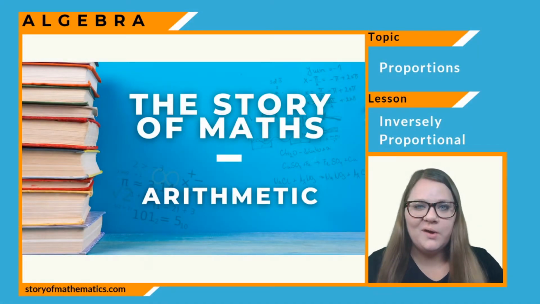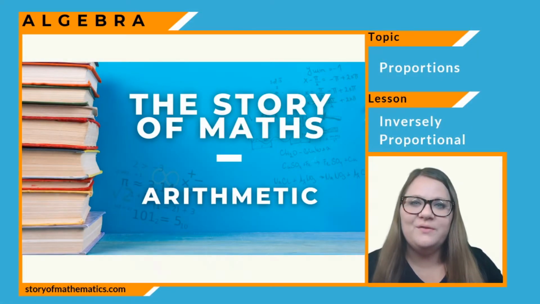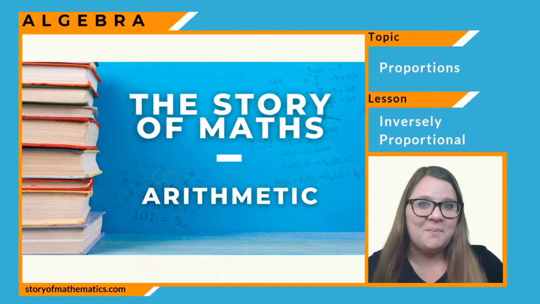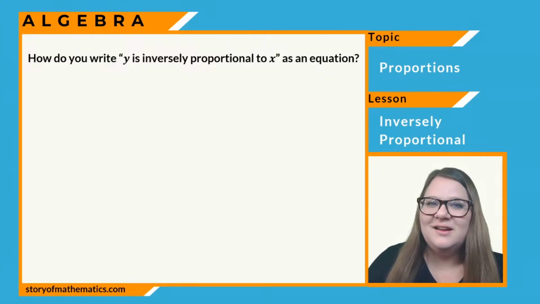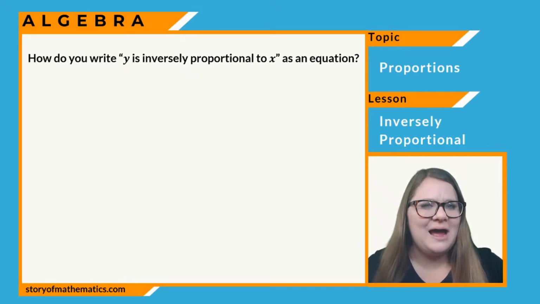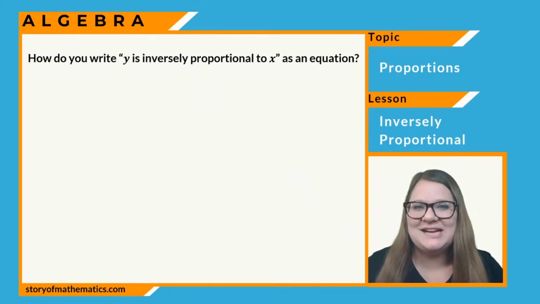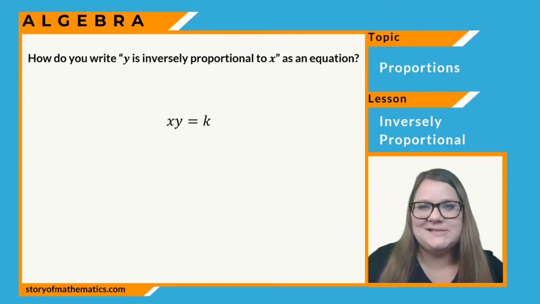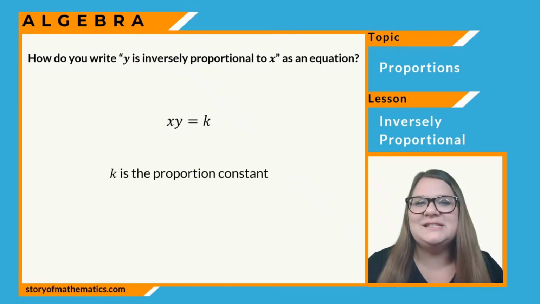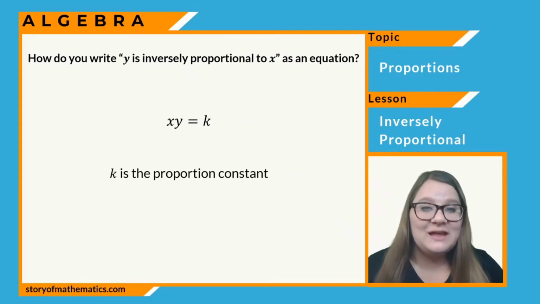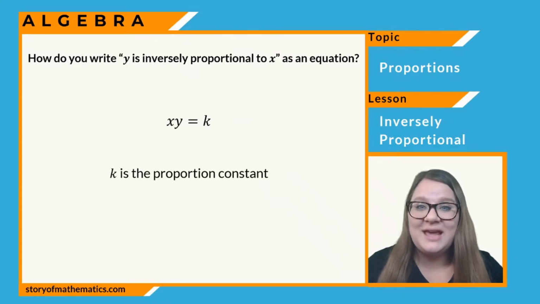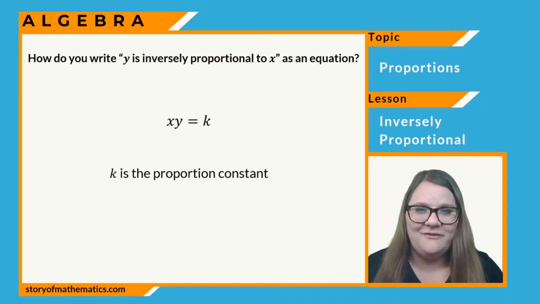Hi, in this video, we're going to talk about how to deal with variables that are inversely proportional to one another. So let's say that y is inversely proportional to x. Then we can write the equation as x times y equals k, where k is the proportion constant. That means that no matter what x and y do, k will always stay the same. So it is actually in our best interest to figure out what k is first.